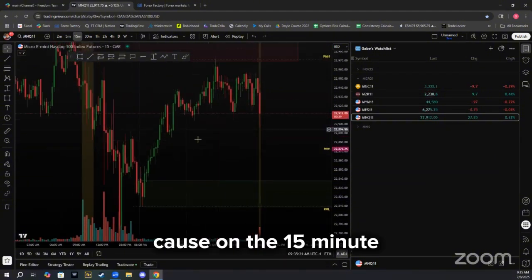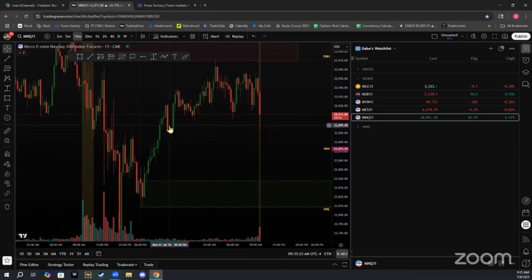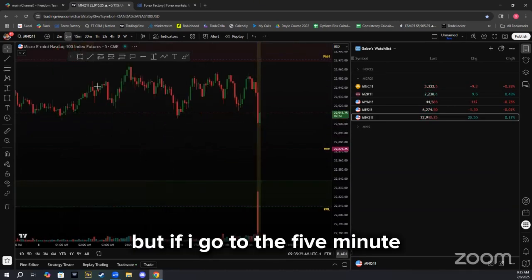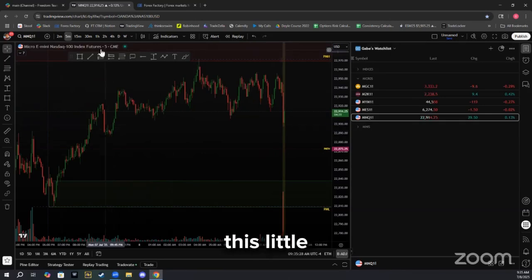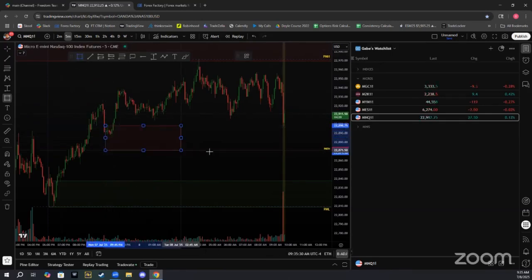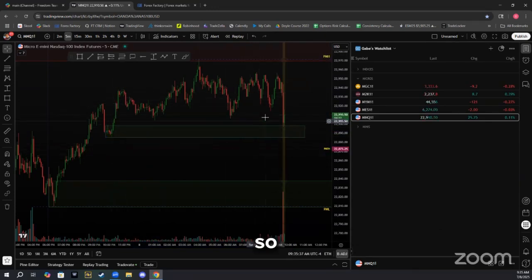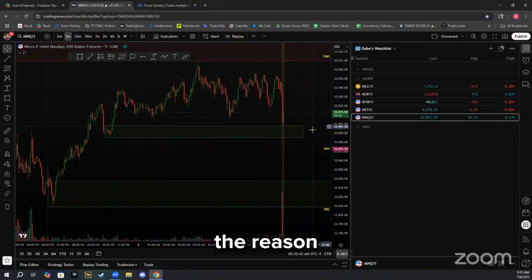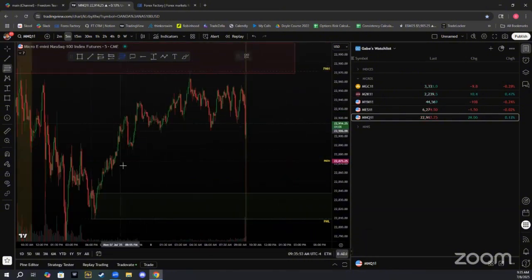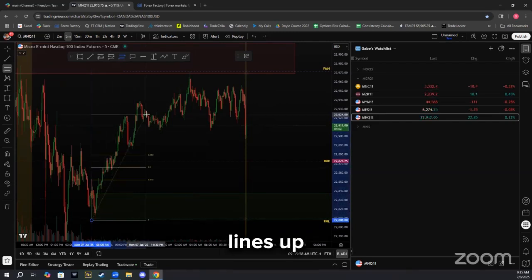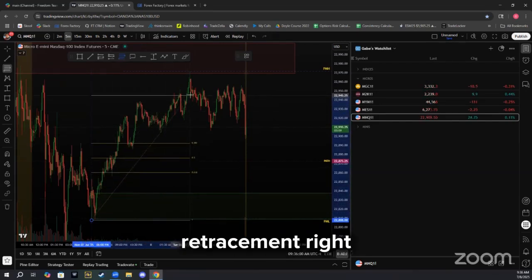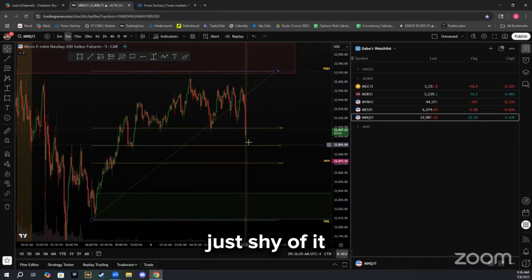And that all depends what time frame you're looking at, right? Because on the 15-minute, there's not really the demand there. But if I go to the 5-minute, it is there, right? This little consolidation area before this push up that created that breaker structure. So that could be the reason we're seeing a little bit of a bounce right now. And then also this probably lines up with a 50% retracement, so not quite, just shy of it.